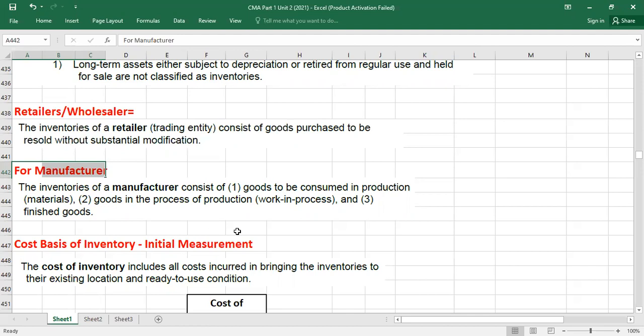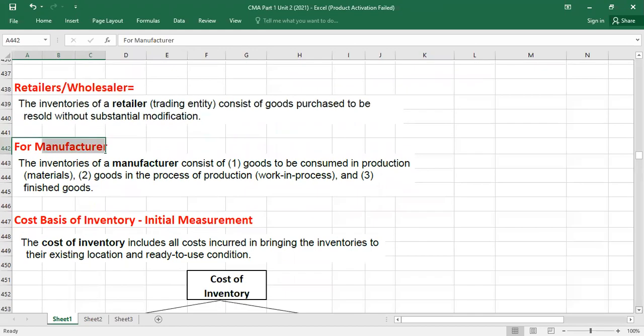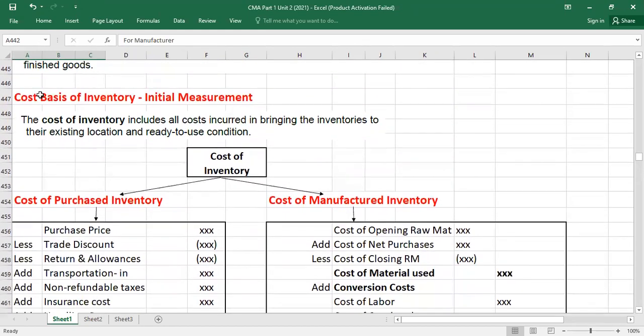So now we are going to talk about the cost basis of inventory. I mean we are going to talk about initial measurement. Initial measurement means at the first balance sheet date, at which value we will record the inventory, or I mean when the first time you record your inventory, which value can we use to record it. So the rule is very simple. Initially we will measure the inventory at cost.